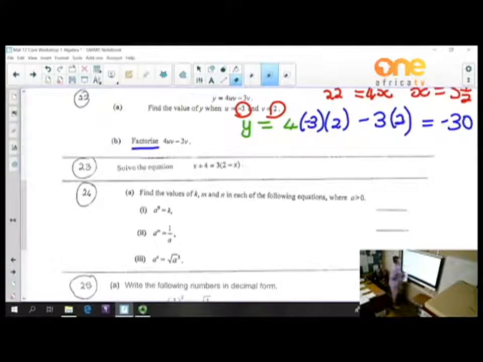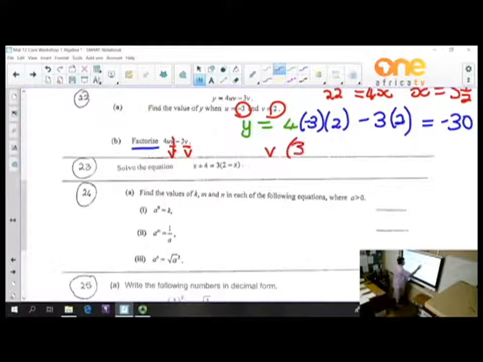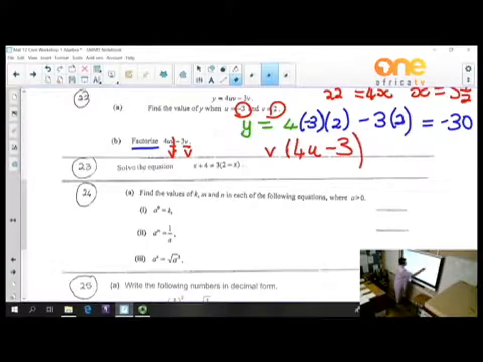Again, we have a factorized question here. What is common? In this case, it will only be this one letter, v. So I'm dividing by v. So my first factor is v. What remains there? 3u. And here minus, sorry, this should be 4u. 4u minus 3. Another equation to solve.